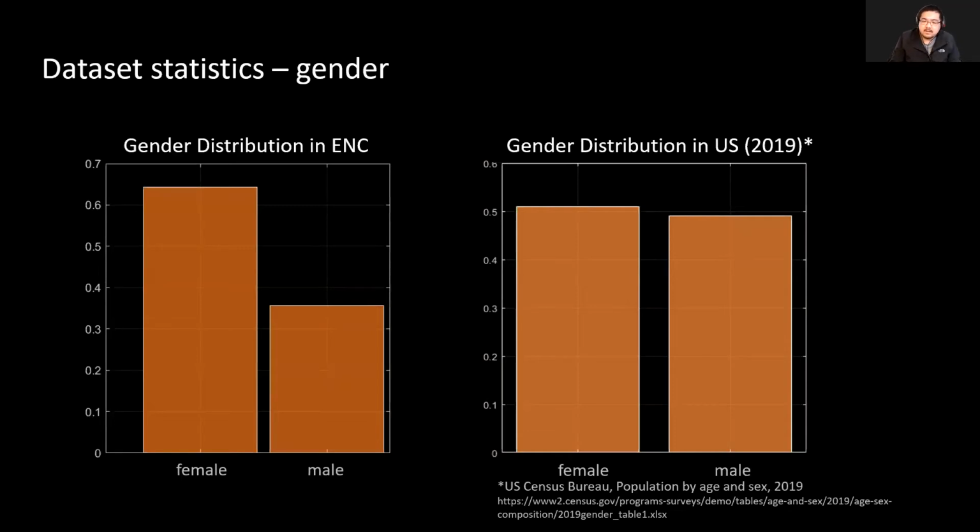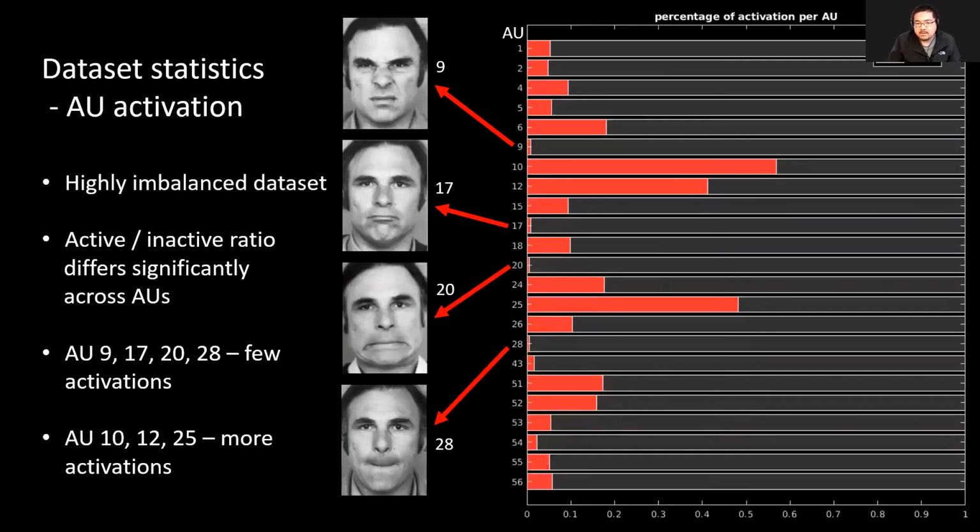Now that we have talked about the bias in the demographics of the individuals in the EmotioNet Challenge, we also want to talk about the differences in terms of the AU activations. In this figure on the right, we are showing the percentage of AU activation across all AUs. For each AU, the red bar represents the percentage for activation, and the gray bar for absent. As you can see, some of the AUs have very few activations, meaning they are rarely present in the data set. Those are AU 9, AU 17, AU 20, and AU 28. But some other AUs have much more presence in our data set, for example AU 10, AU 12, and AU 25.